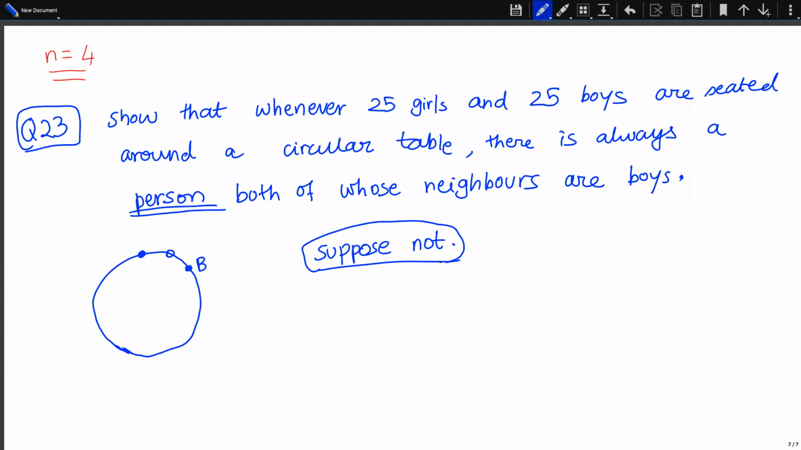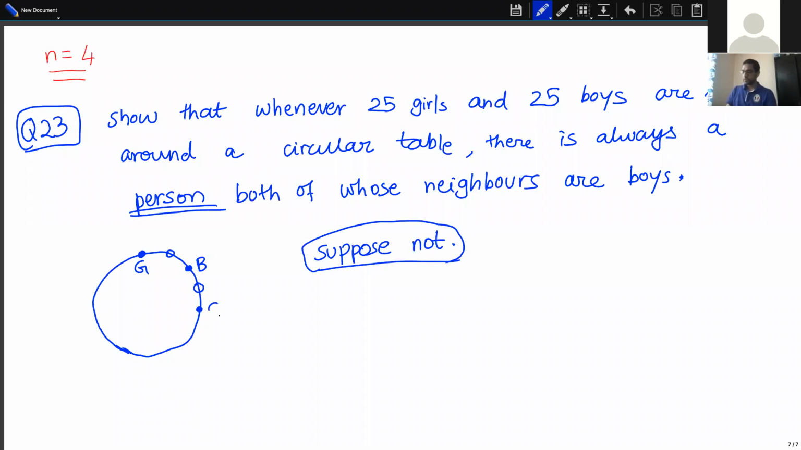Well, it has to be a girl, right? Because we are assuming that there's nobody who will have boys on both sides. So if we assume the contrary, then that location is occupied by a girl. In fact, this is more generally true: any boy seated anywhere, 2 steps away from that boy must be a girl. In fact, it's 2 steps in both directions. It's after all a circular table, so you can conclude the same thing about the other side as well. That's a girl here also, right?